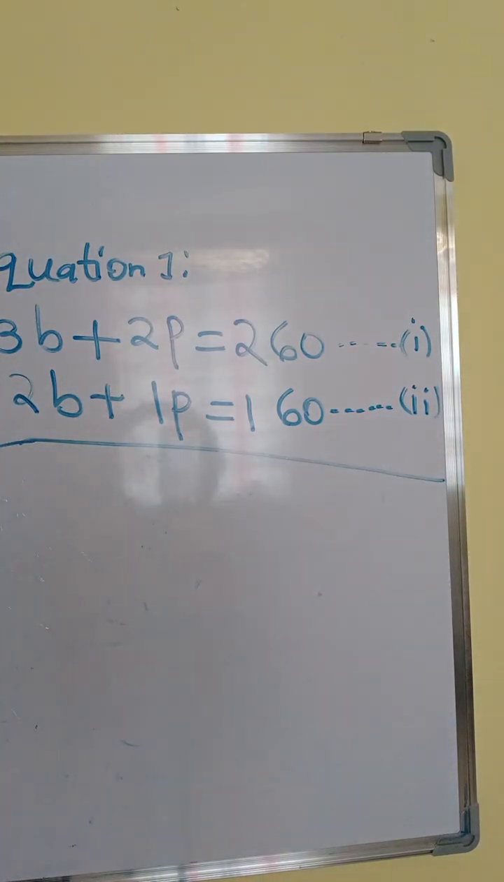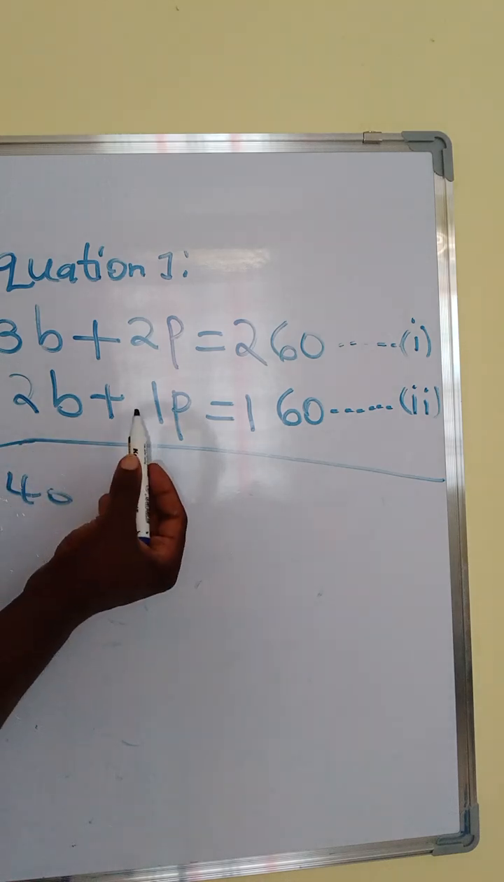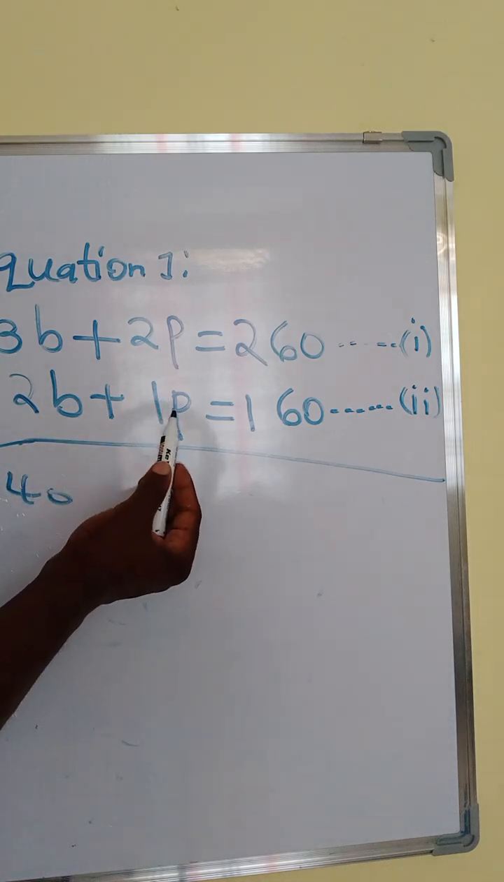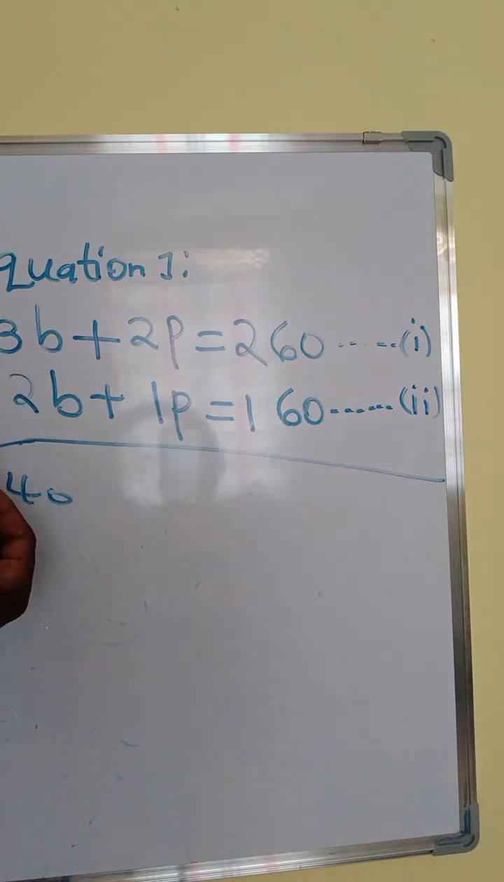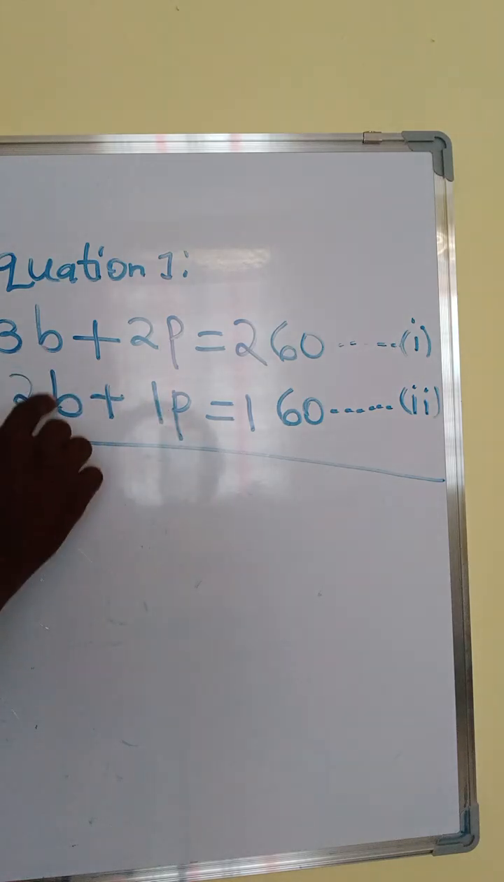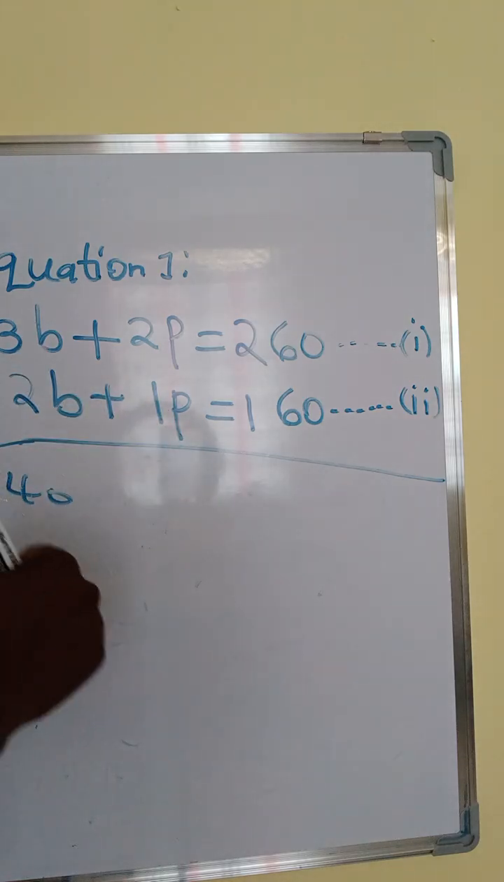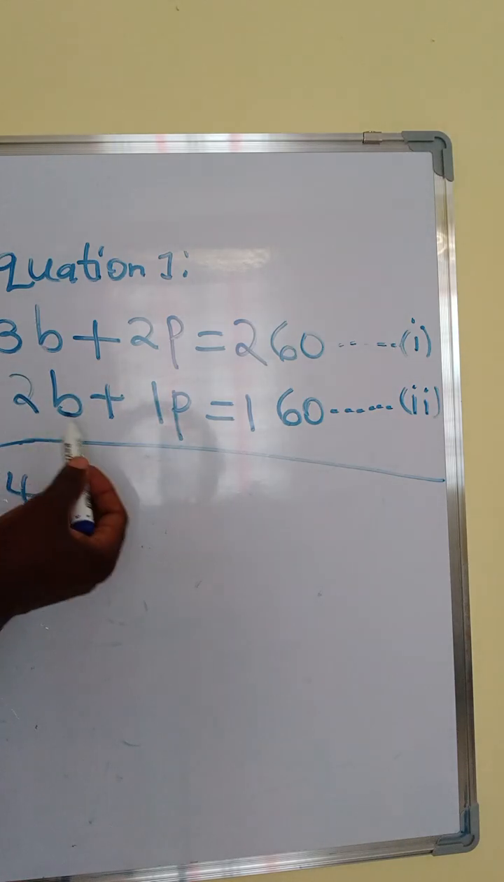Already we have the value of p as 40. So come and substitute. Where there is p, you replace it with 40. Now I will use equation 2. You can use equation 1 or 2; either way, you'll still have the correct answer. To me, I'm going to use equation 2.